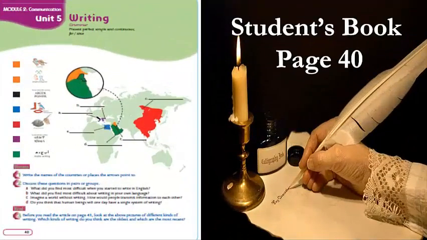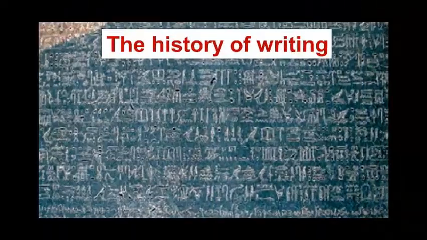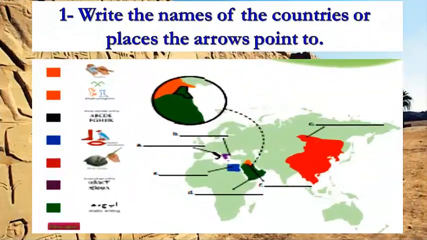Okay, open your storybook, page 40. The history of writing. Write the names of the countries or places the arrows point to.